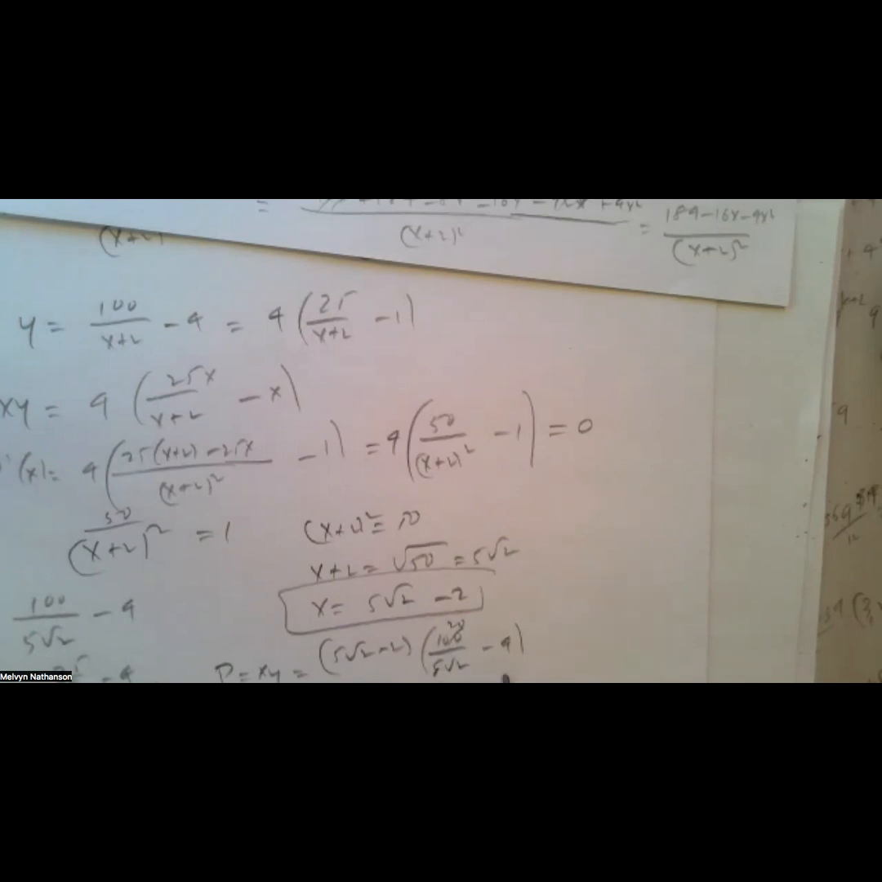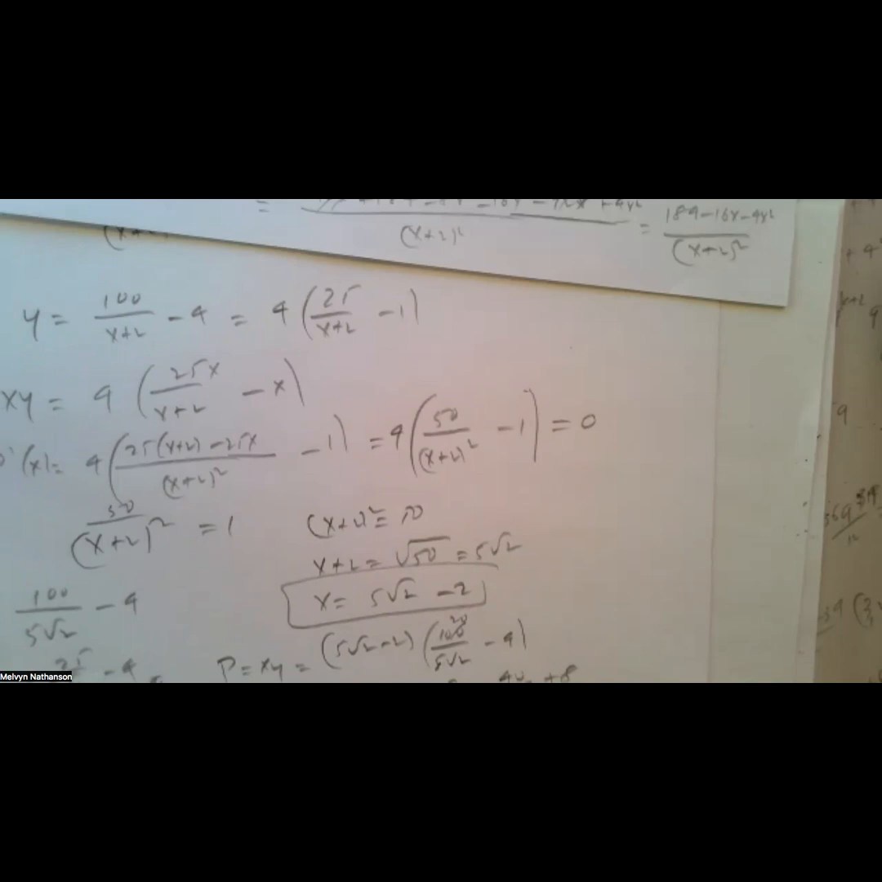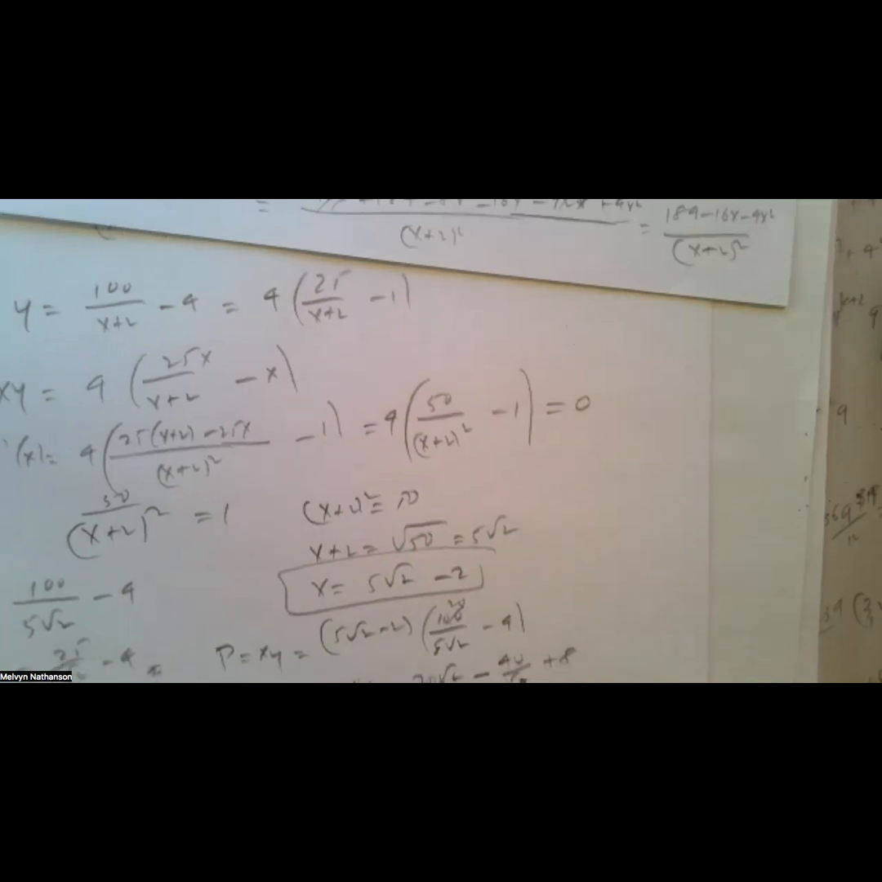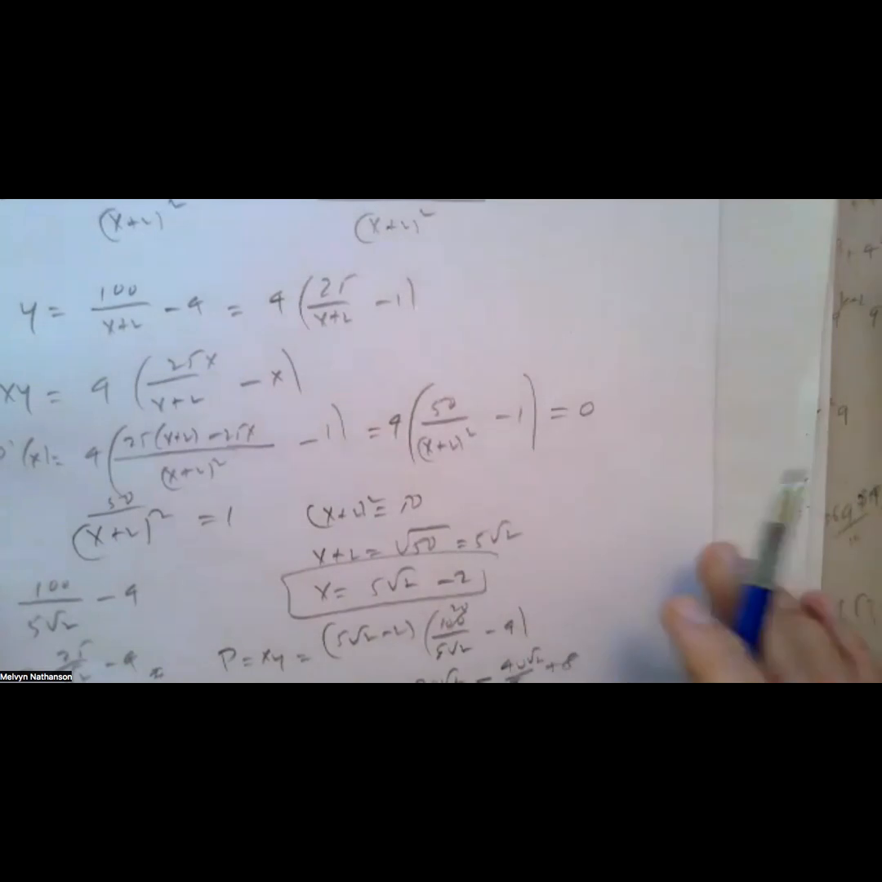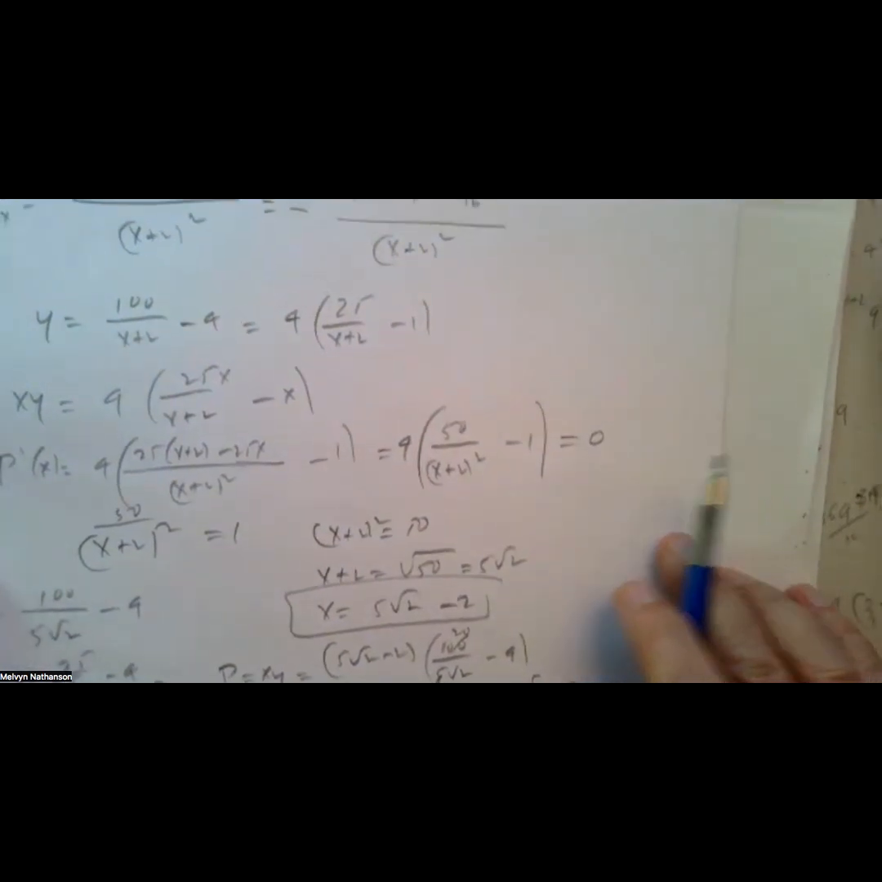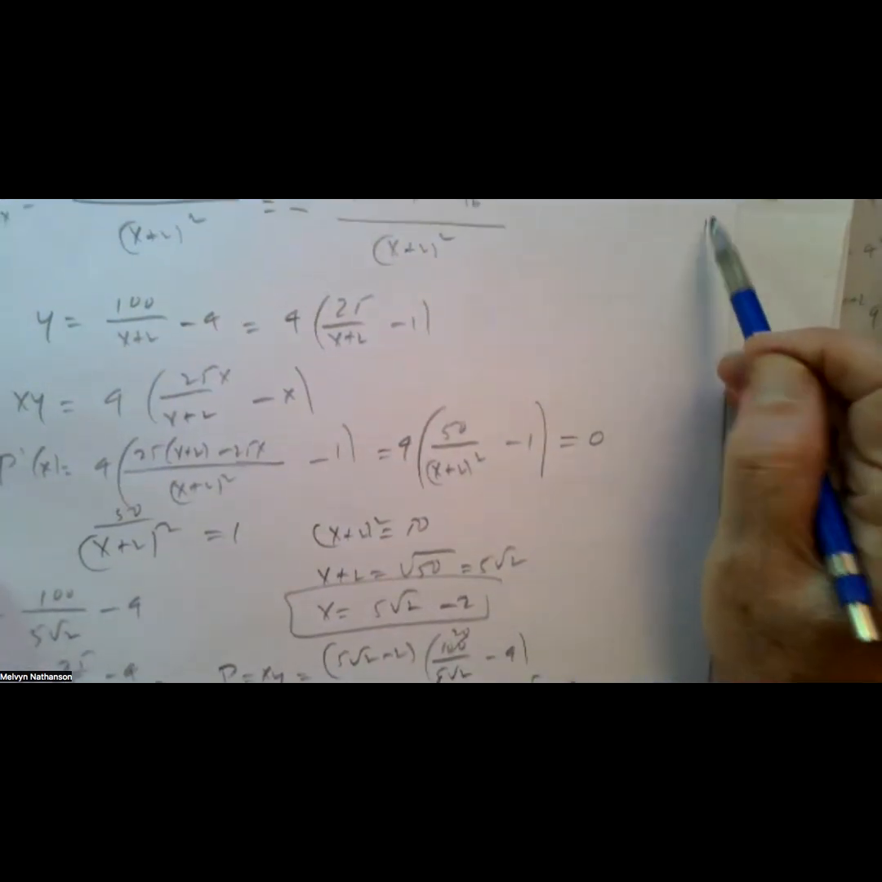Minus 40 over root 2 plus 8. So this looks like 108. This is 40 root 2 over 2, which is 20, minus 40 root 2. So that's interesting.